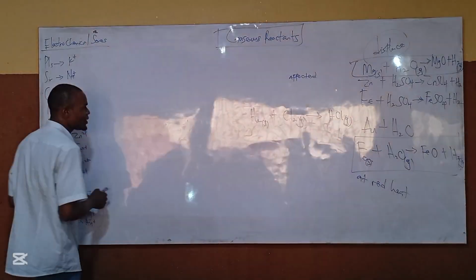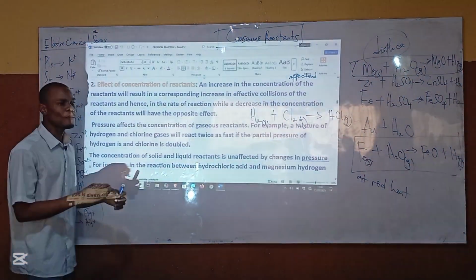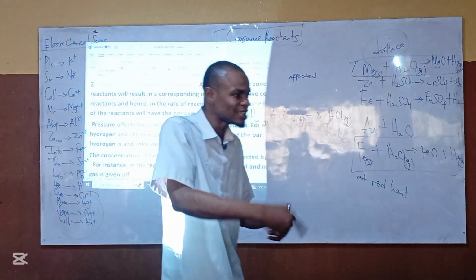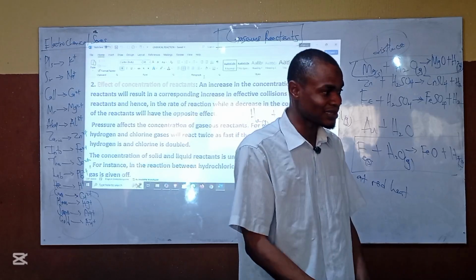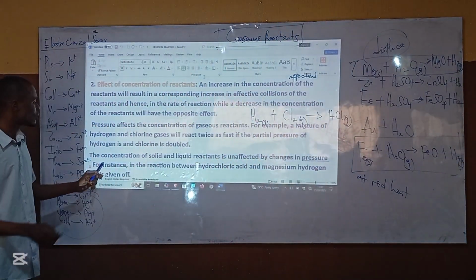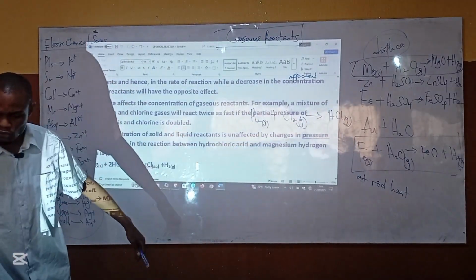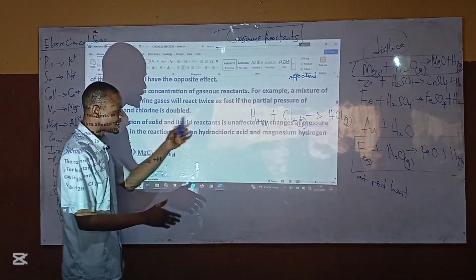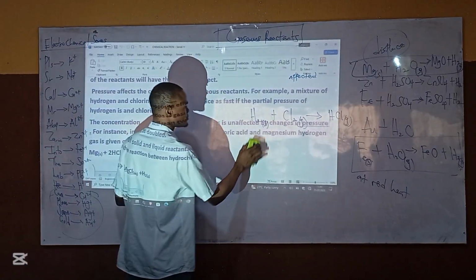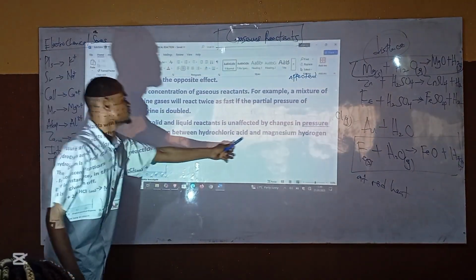Now gaseous reactant. So pressure affects what? When you double the partial pressure of each of the gases you have reacting together, it makes the reaction rate very, very fast. Now look at it. Apart from gas, they can also talk about solid and liquid reactants. Solid and liquid reactant is what? Is unaffected by what?